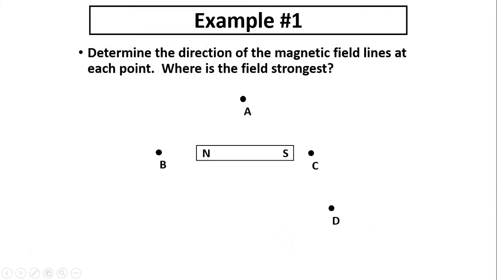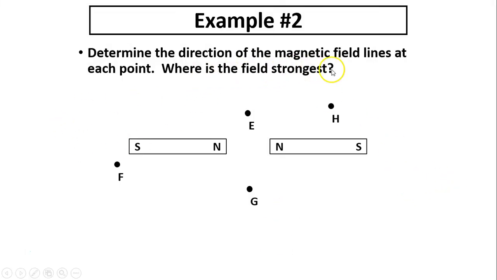Let's take a look at this example. Determine the direction of the magnetic field lines at each point. Where is the field strongest? At A, if you put a compass over here, it will point to the south. If you put a compass over here, the south will point toward the north, so north would be pointing away. Over here, north would be pointing to the south. And over here, the north will be pointing to the south. So where is the field strongest? Where it's closest to the bar, which is point C.